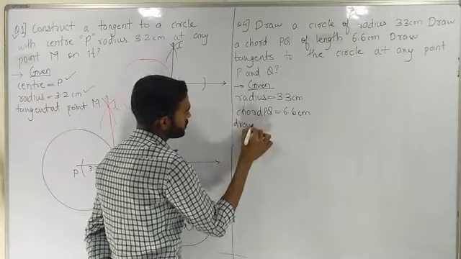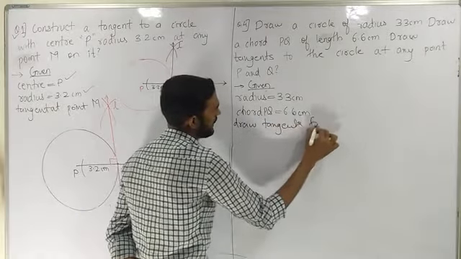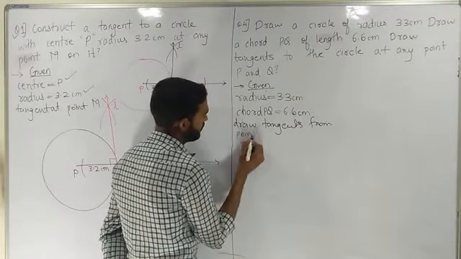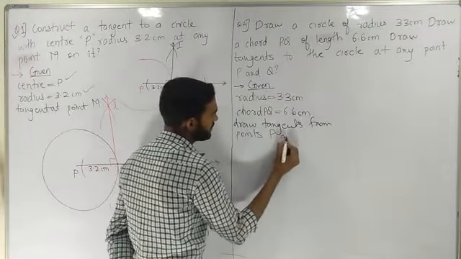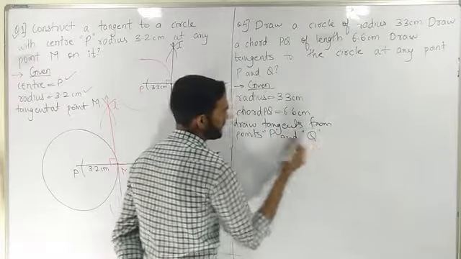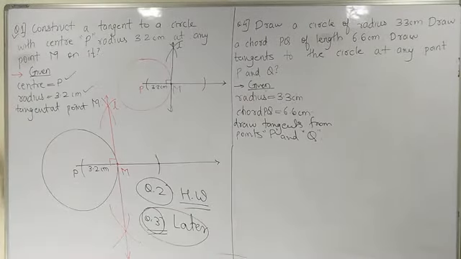So the main question is, draw tangents from where? From 2 points P and Q. From these 2 points I need to draw tangents. Clear this much? These are the given information in the sub question.